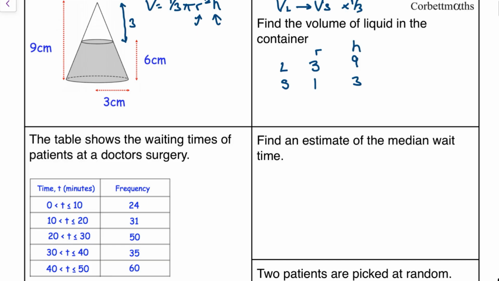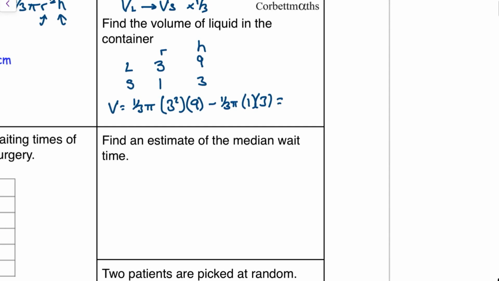Which means all in one, I can work out the volume of the liquid by saying a third times pi times a radius squared, which is 3 squared, times the height, which is 9, minus the small one, which is a third times pi times the radius squared, which is 1 squared, or just write 1, times the height, which is 3, is going to be equal to the volume of my liquid. Let's do the step in between, because it's always a bit risky to try and be too clever.